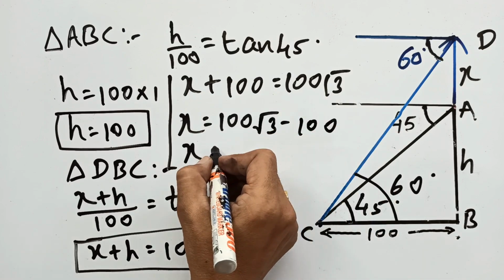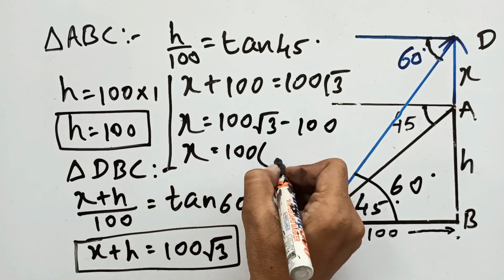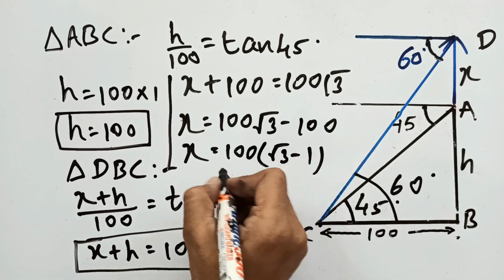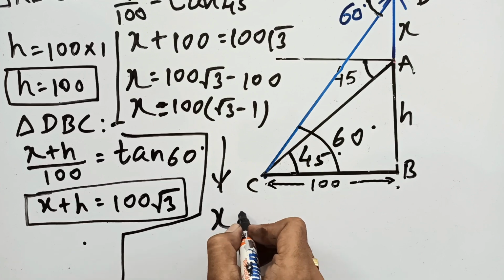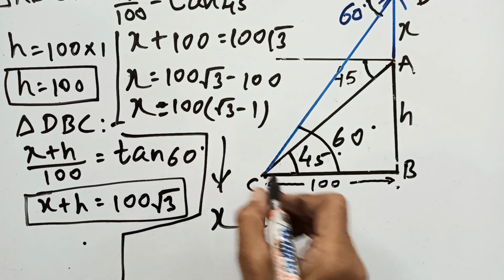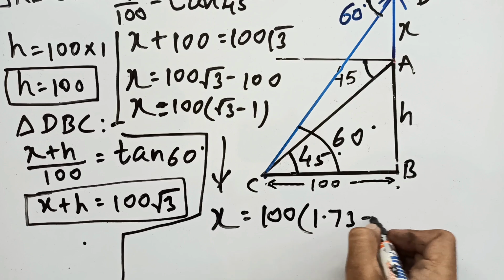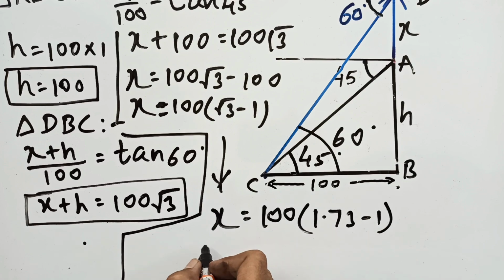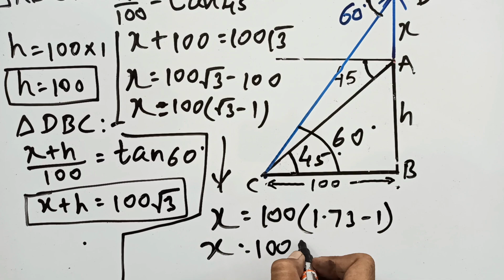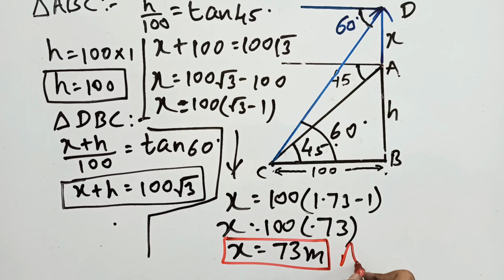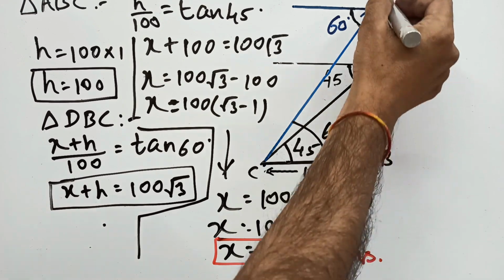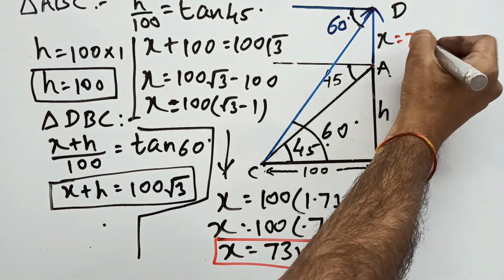100 root 3 minus 100, we will take the common, root 3 minus 1. So this part I am solving here. Root 3, the approximate value is 1.73. 1.73 minus 1 is 0.73. 0.73 into 100 is equal to 73 meters. This is the answer. It means we have to raise this tower by 73 meters.